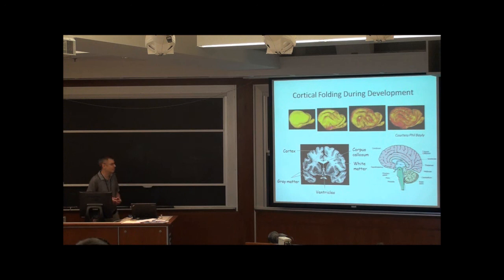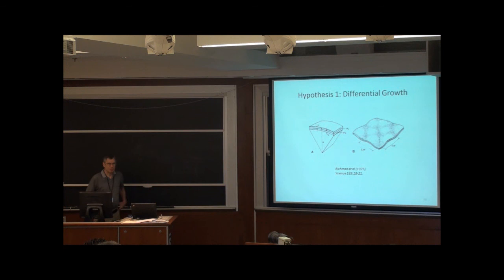This is a cross-section of a human brain. It's composed of white matter and gray matter. The white matter is primarily axons. The gray matter consists of axons, dendrites, and glial cells. And the cortex is a relatively thin layer of gray matter on the outside. So, as far as what causes this folding, this obviously seems like a mechanics problem. You have something that's folding, and it sounds like mechanics, and obviously it's a mechanics problem.